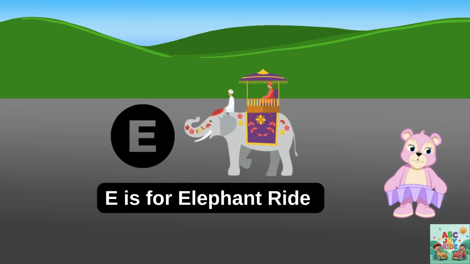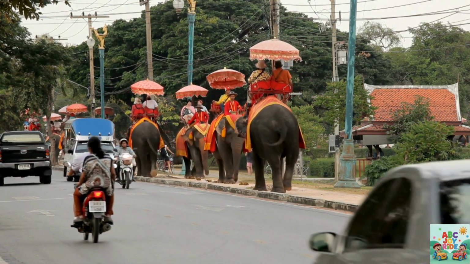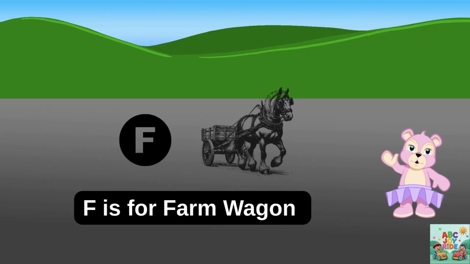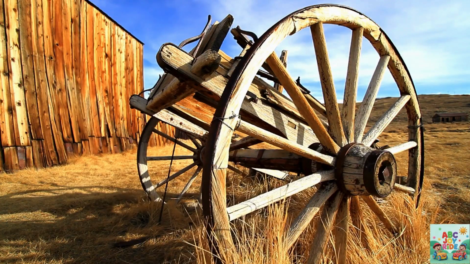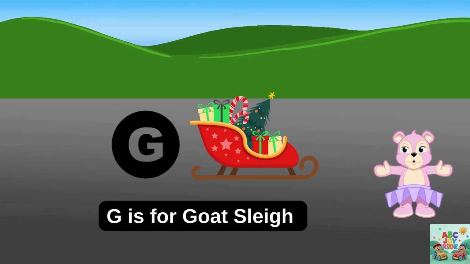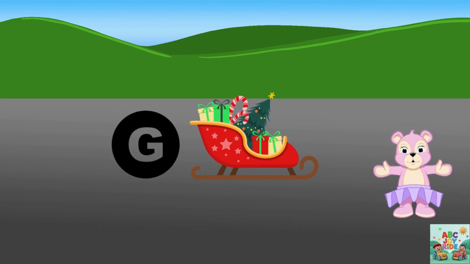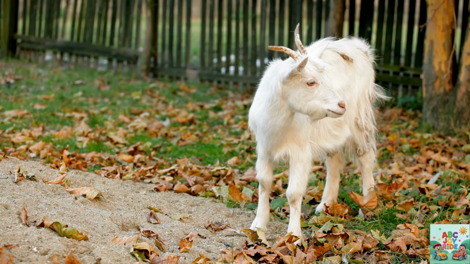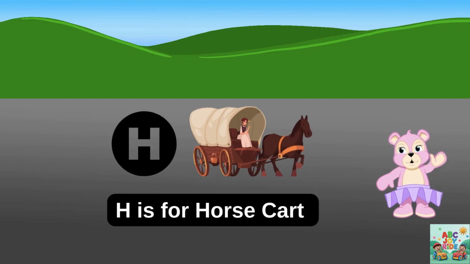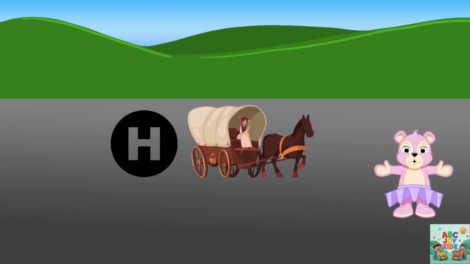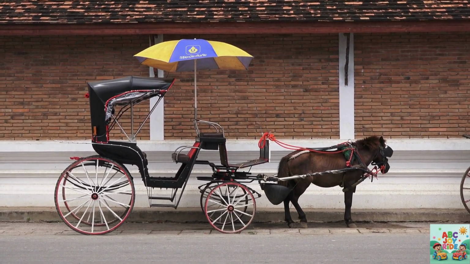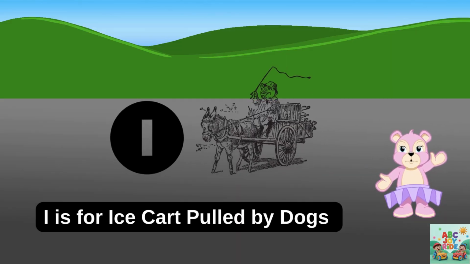E is for elephant ride. F is for farm wagon. G is for goat sleigh. H is for horse cart. I is for ice cart pulled by dogs.